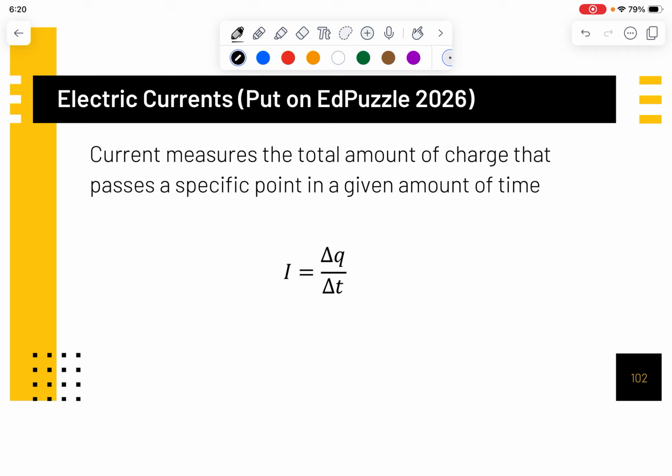All right, class. In today's video, we're going to talk a little bit about this topic of current. Specifically, we'll get into these two different types we call AC current and DC current. Before we do that, just a quick thing about what current is actually measuring.